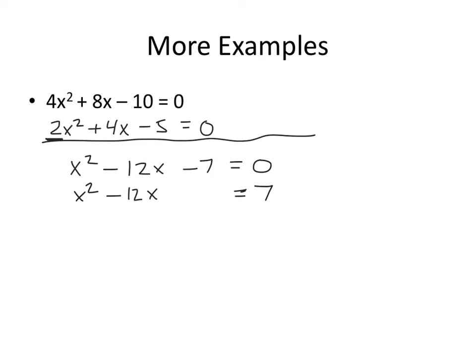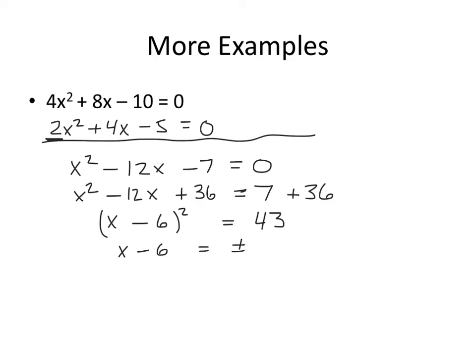That's when I go half of b is negative 6. Negative 6 squared is a positive 36. And what I add to one side, I must add to the other. Then, completing the square, I'd have x minus 6 squared. 7 plus 36 is 43. I take the square root of both sides. That would be a positive and negative root of 43.